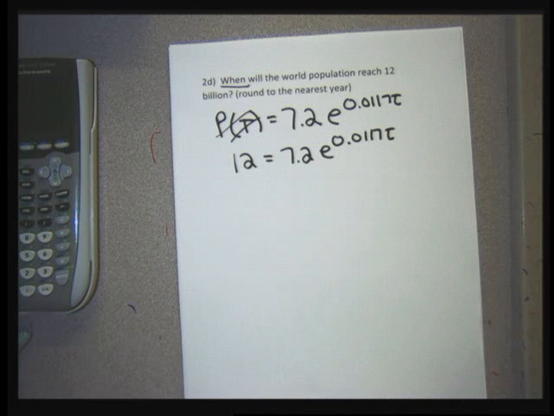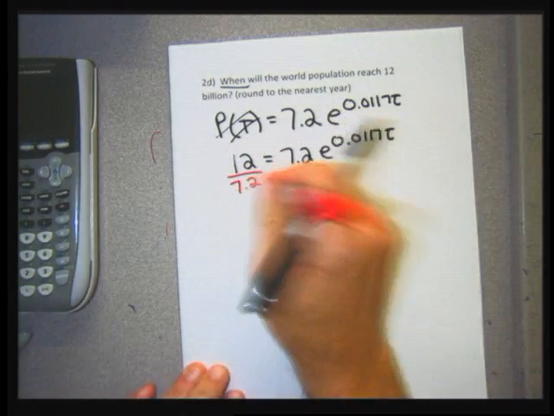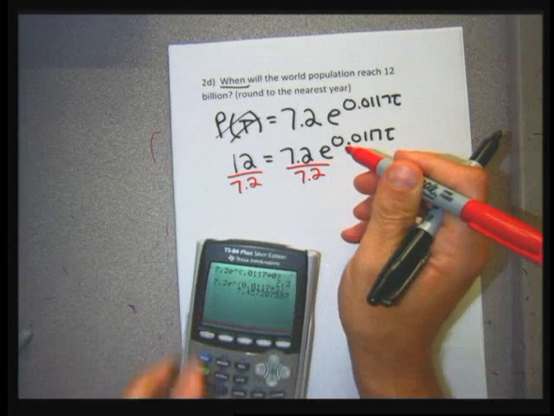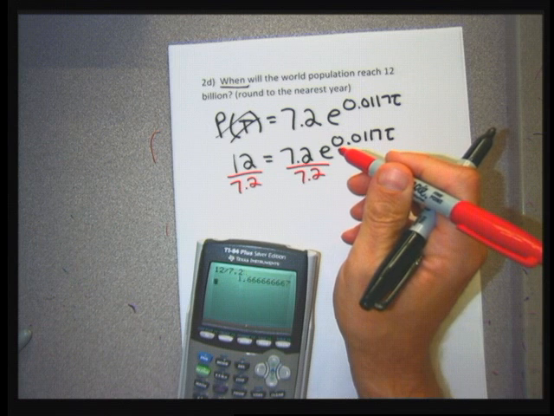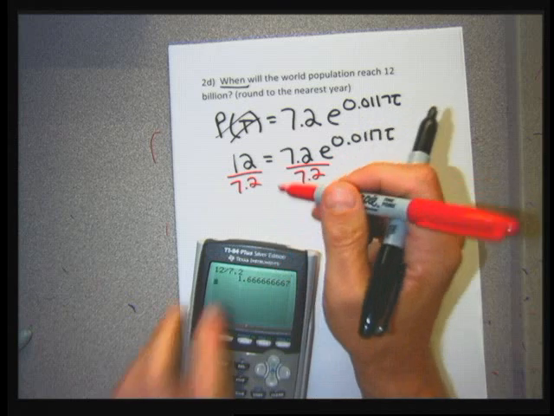A little bit messy to solve. I'm going to have some rounding to do. First thing I'm going to do is divide both sides by 7.2. And then I'm going to take the ln of both sides. On the left side, when I divide 12 divided by 7.2, I'm just going to carry 3 decimals worth of accuracy. Well, I get 1.66. I'm going to write 1.667.